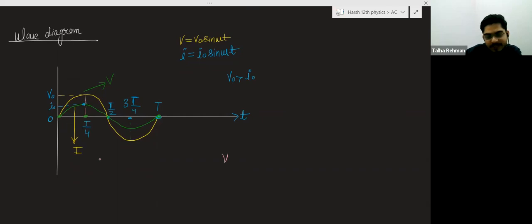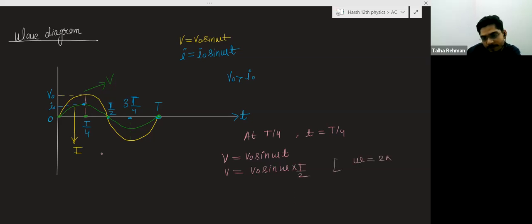See how you get the peak value of the voltage. Suppose you want the value of the voltage at T by 4. What is the equation of the voltage? V is equal to V naught sin omega t, and we are calculating for t equal to T by 4. So V is equal to V naught sin of omega times T by 4. Now I have told you omega can be written as 2 pi by T.